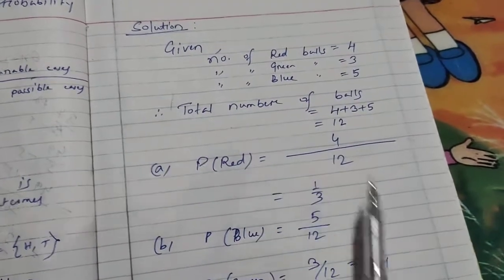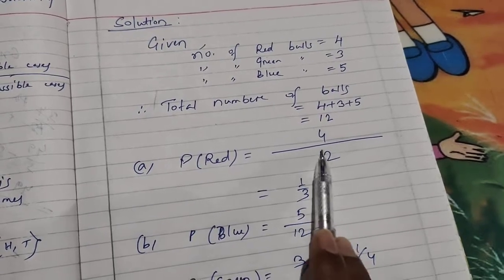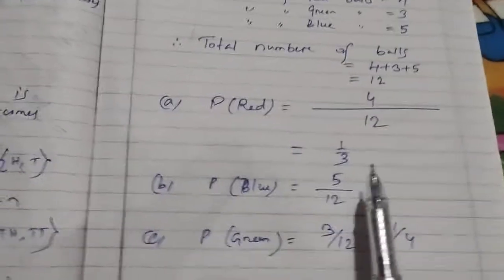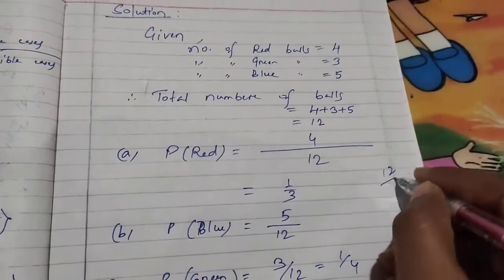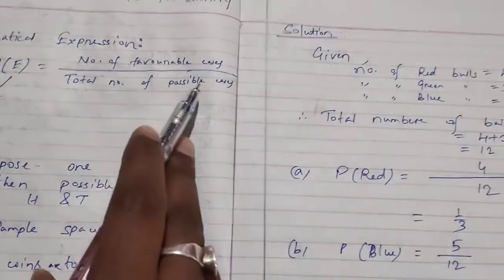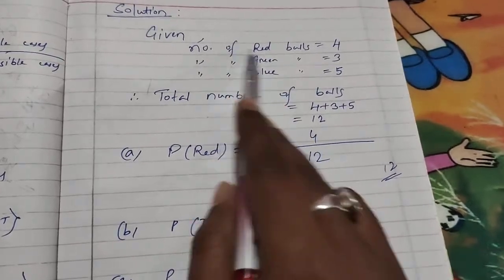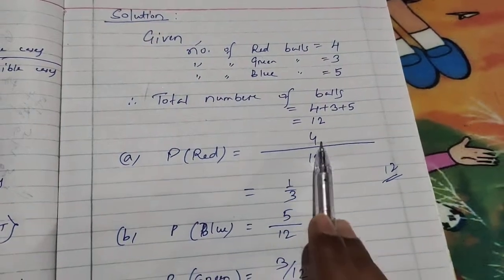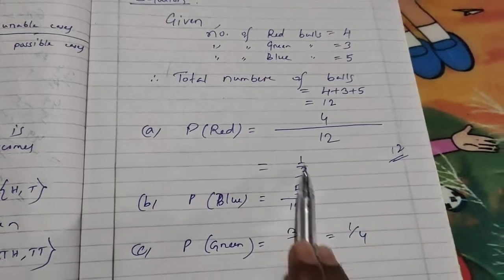That means when you choose a ball from that jar, it may be any one of those 12 balls. Therefore the total possible options are 12 for you. So the denominator becomes 12, because the denominator is the total number of possible cases. Clear? But come to the second part, that ball must be a red ball. How many red balls? 4 red balls. So the number of favorable cases is 4. So 4 by 12. When you cancel it, 1 by 3.